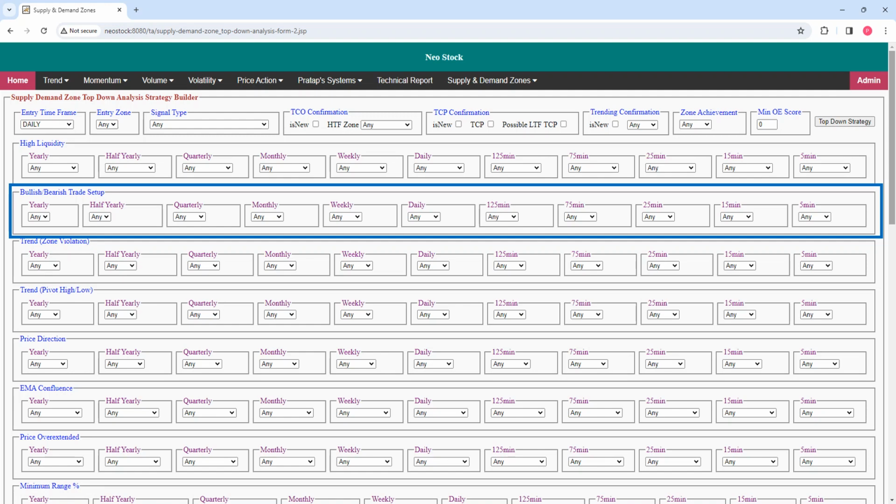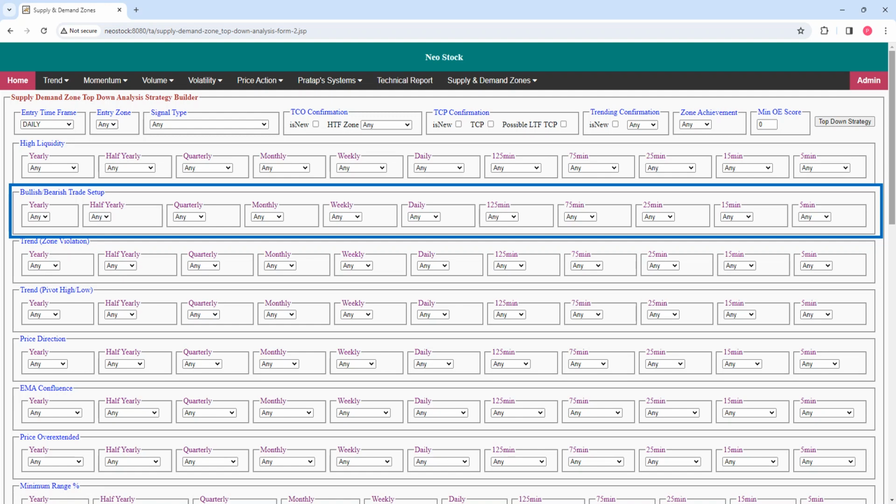How did we do it earlier? Earlier, because we have several conditions for bullish trade setup and bearish trade setup, for each condition we entered the values and generated the reports. If you remember, in the month of December, on a few days we generated the reports for bullish trade setup and bearish trade setup. At that time I selected several conditions, and for each condition I generated separate reports.